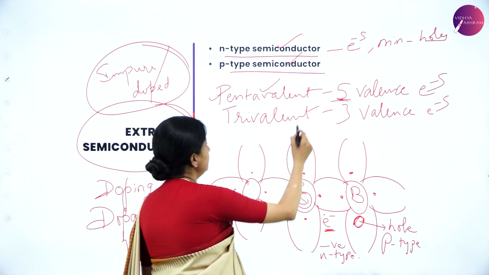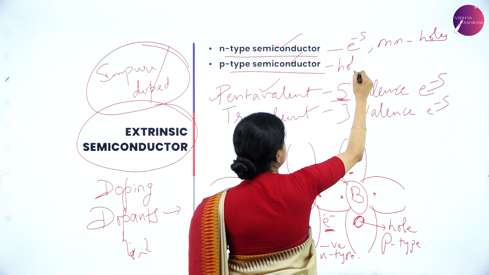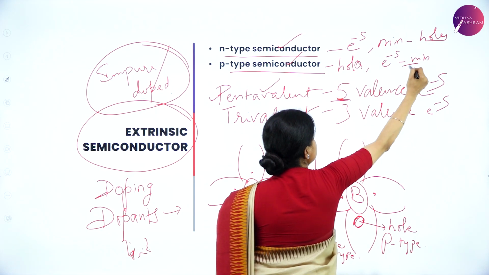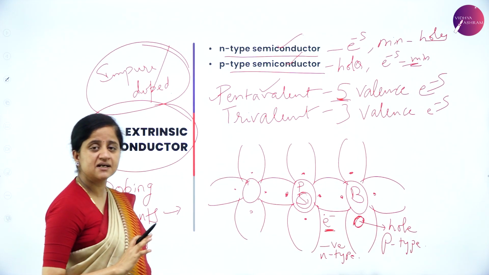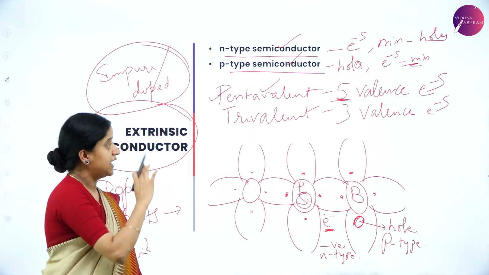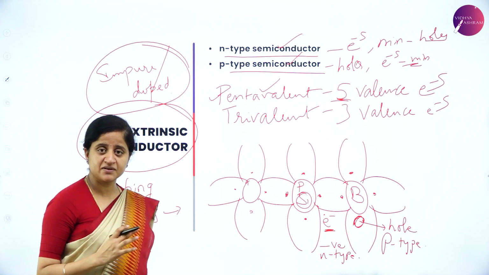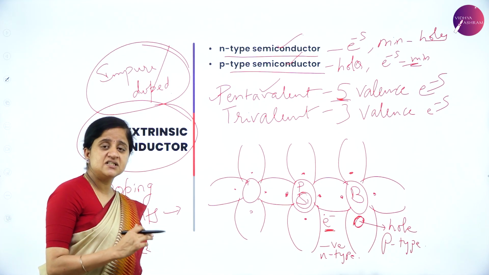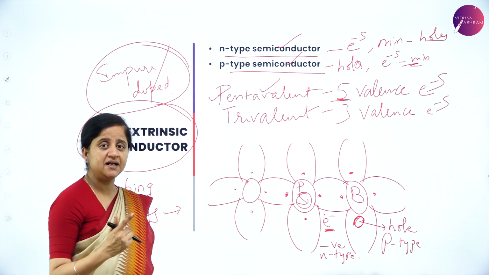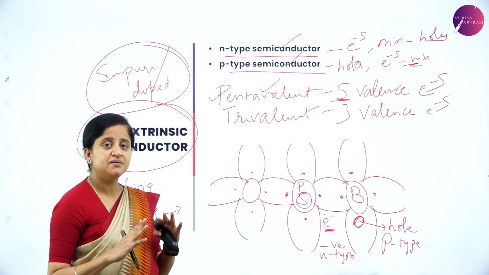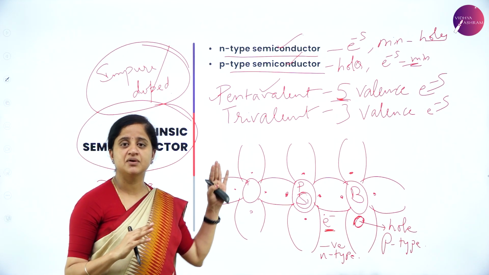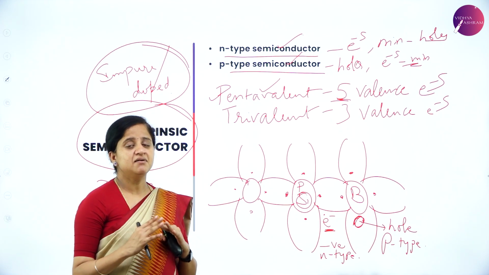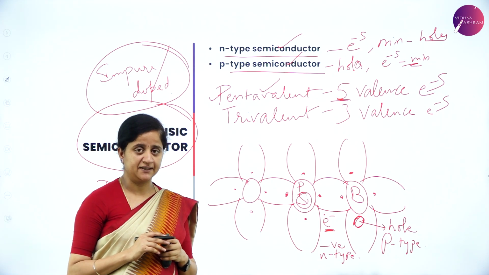So in a P-type semiconductor, holes are majority charge carriers and electrons are minority charge carriers. These are the basic explanations about the two types of semiconductors, intrinsic and extrinsic. In the case of extrinsic, we have two types, P-type and N-type. So how do we get P-type? By adding a trivalent impurity to an intrinsic semiconductor. We get N-type by adding a pentavalent impurity to an intrinsic semiconductor.